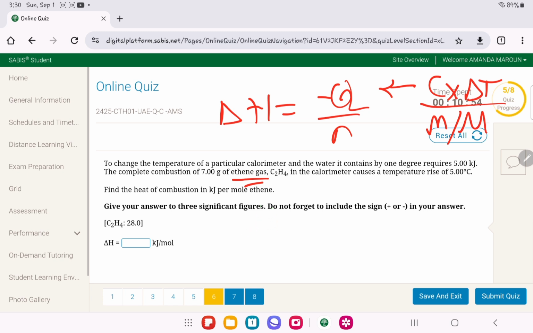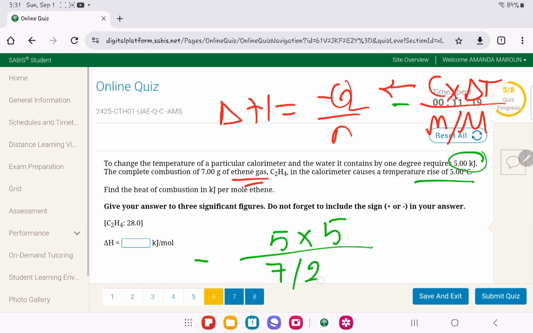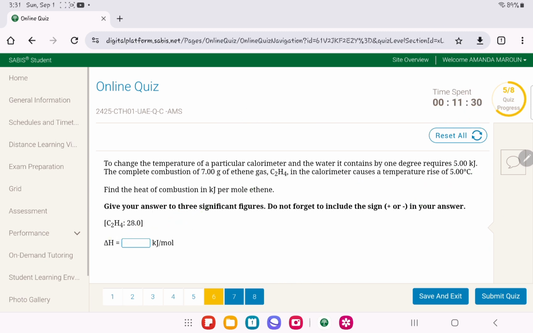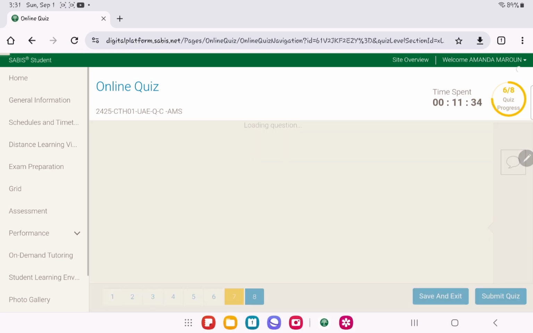We have the C, which is 5 kilojoules, multiplied by the change in temperature, which was 5. We don't forget the negative because it's negative. And then we do 7 grams over 28. So we're going to have negative 25 over 0.25. So it gives us what? Negative 100 kilojoules per mole. Negative 100 kilojoules per mole is our answer.